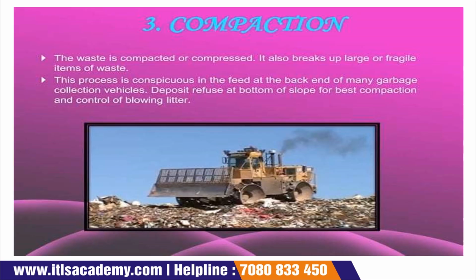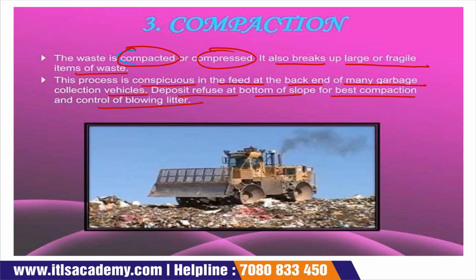Now the next is compaction. Compaction means that the waste is compacted or compressed. It also breaks up the large or fragile items of the waste. Now, this process is conspicuous in the feed at the back end of many garbage collection vehicles. Deposit waste at the bottom of the slope for best compaction and it will control the blowing litter.